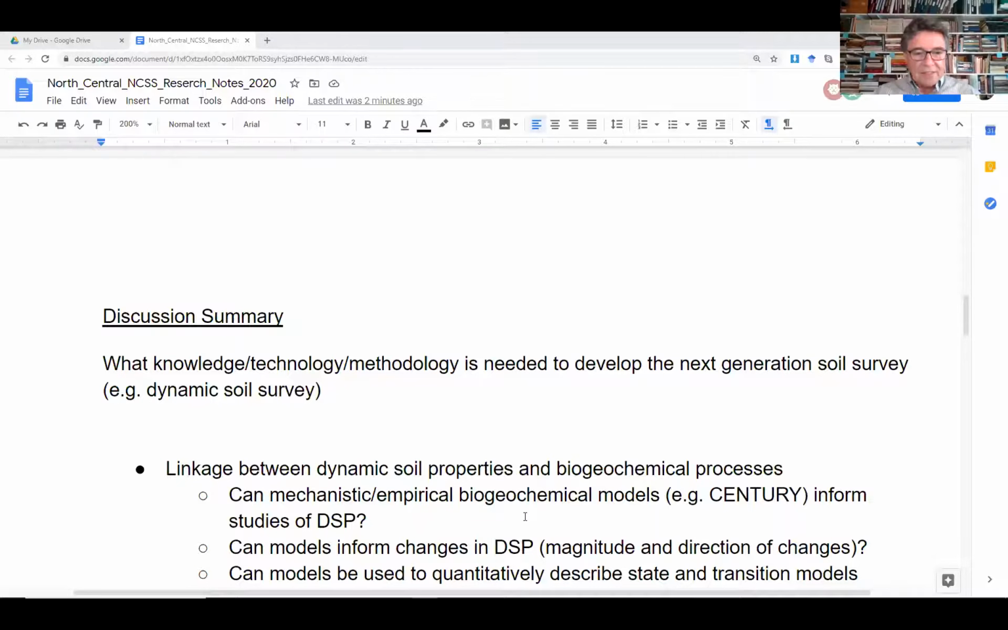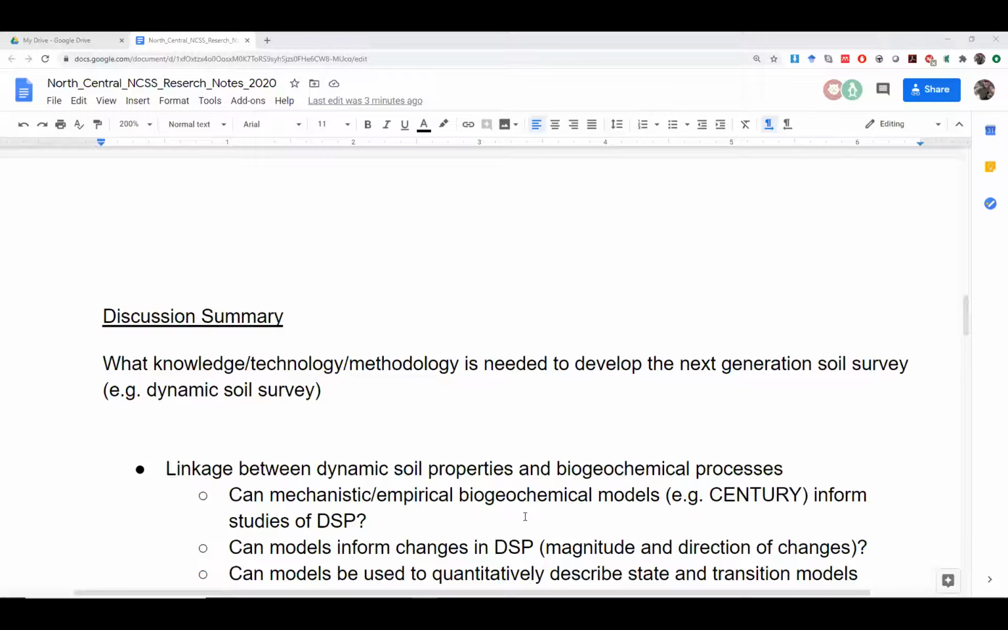Yes. Okay. So we had a pretty lively discussion in the research committee. And as happens when you have some research-minded folks in the room, the conversations were far-reaching. But we tried to pin things down around the central question of what technology or methodology or scientific knowledge is needed to really develop that next generation of soil survey or the dynamic soil survey. We saw some great examples and some great vision from Dave Limbo and Dave Hoover about what that really could look like and what the future of soil survey should be.